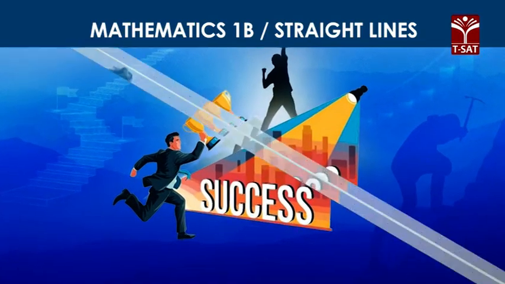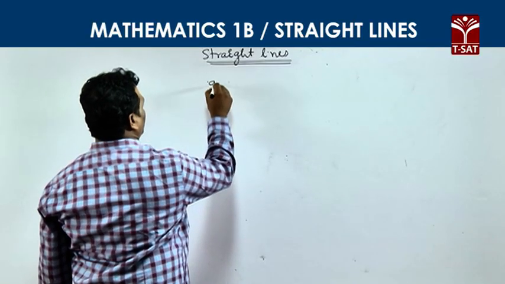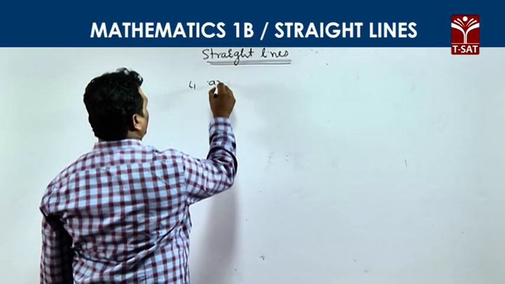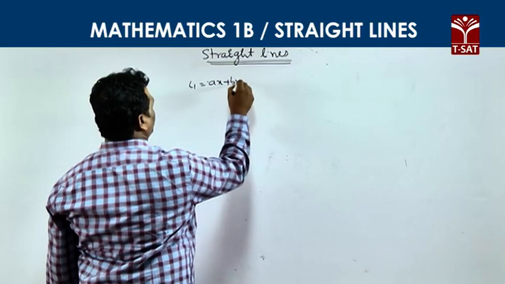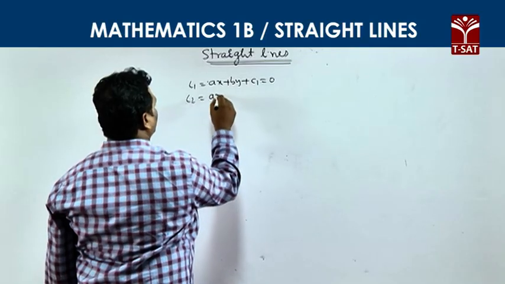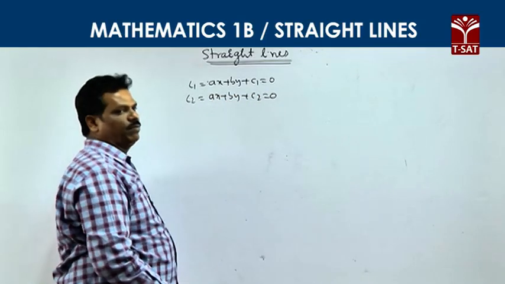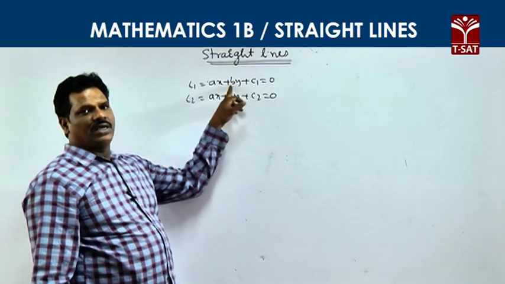Now discuss distance between parallel lines. Consider two parallel lines. L1 is ax plus by plus c1 equal to 0 and L2 is ax plus by plus c2 equal to 0. These two are parallel. The slope of this line is minus a by b.